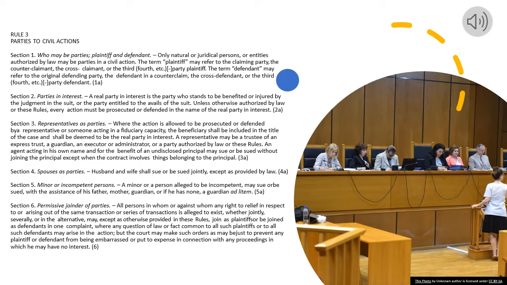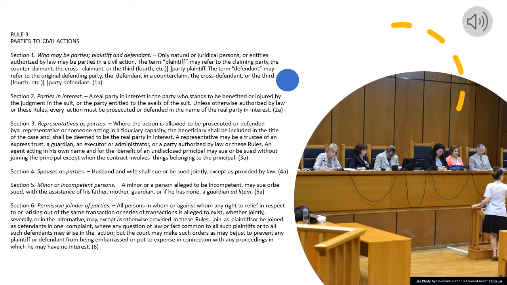Section 3. Representatives as parties. Where the action is allowed to be prosecuted or defended by a representative or someone acting in a fiduciary capacity, the beneficiary shall be included in the title of the case and shall be deemed to be the real party in interest. A representative may be a trustee of an express trust, a guardian, an executor or administrator, or a party authorized by law or these rules. An agent acting in his own name and for the benefit of an undisclosed principal may sue or be sued without joining the principal except when the contract involves things belonging to the principal.